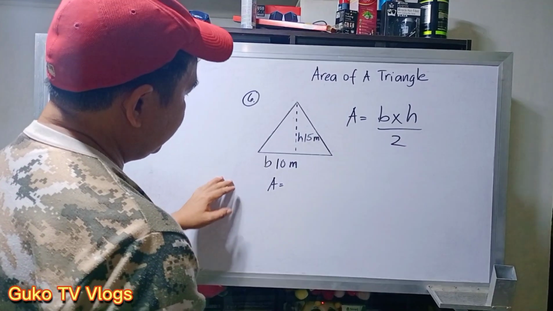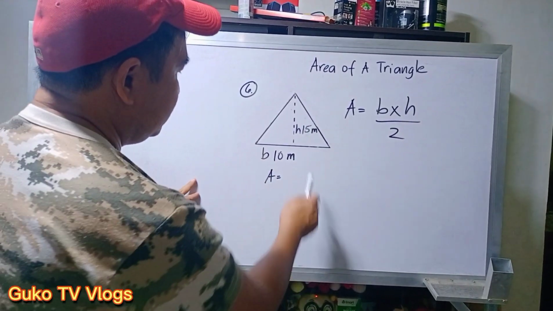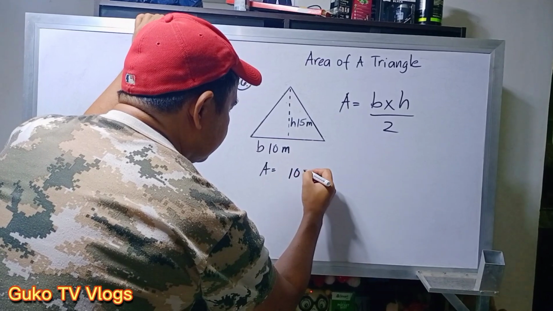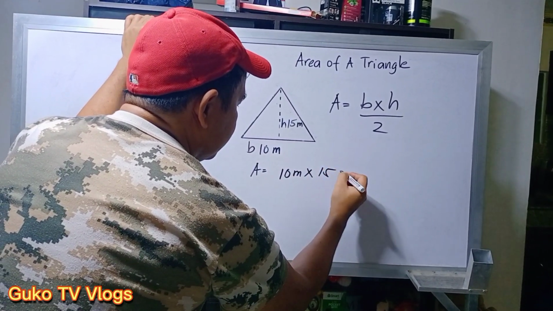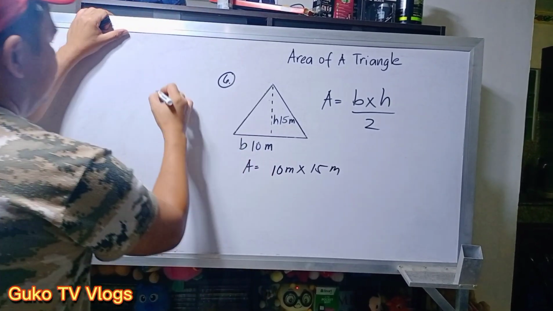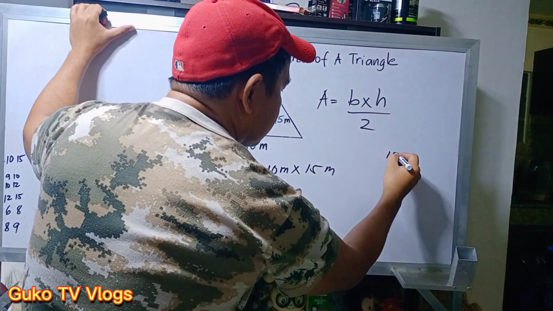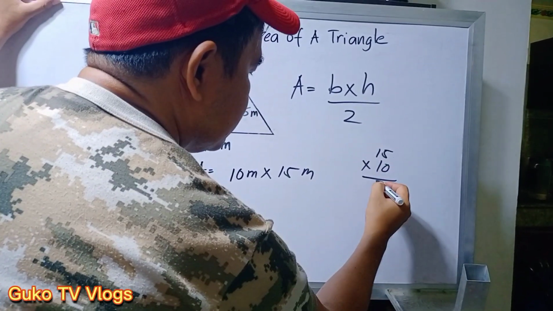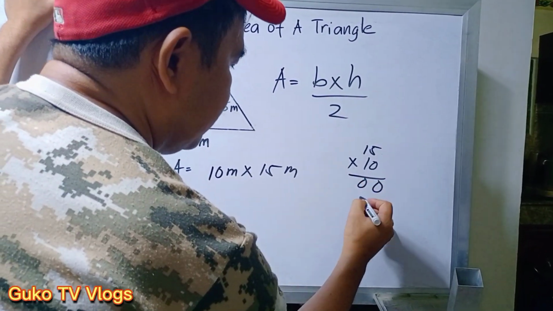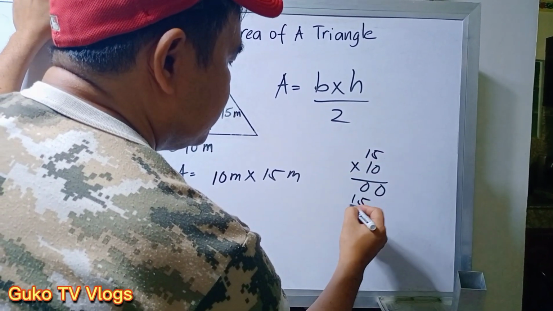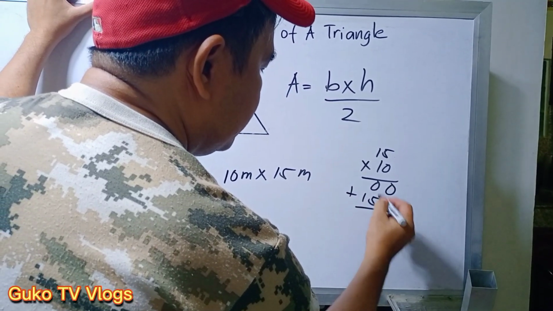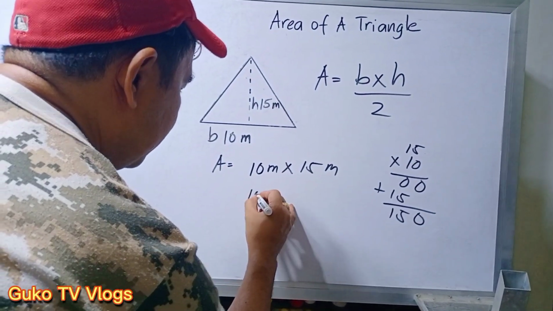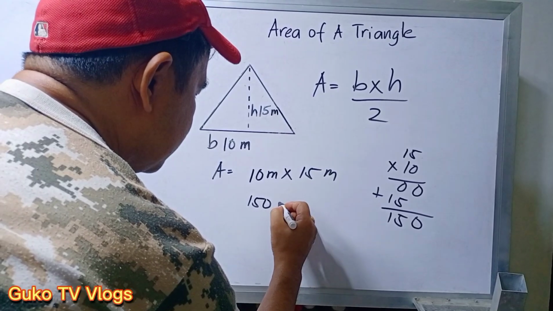Example number 6. The base of this triangle is 10 meters and the height is 15 meters. Let's multiply the base and the height. So 10 meters multiplied by 15 meters. So 15 times 10. So 0 times 5 is 0. 0 times 1 is 0. Then we have 1 times 5 is 5. Then 1 times 1 is 1. Add 0. Then 0 plus 5 is 5. Then 1. So 150. So 150 meters times meters is meters squared.